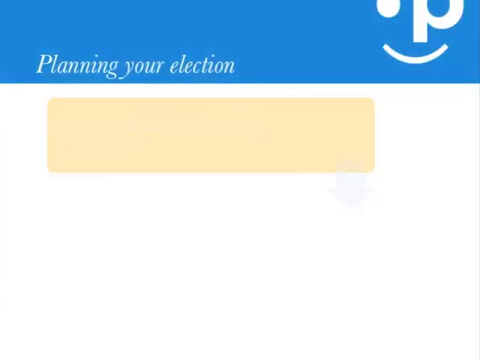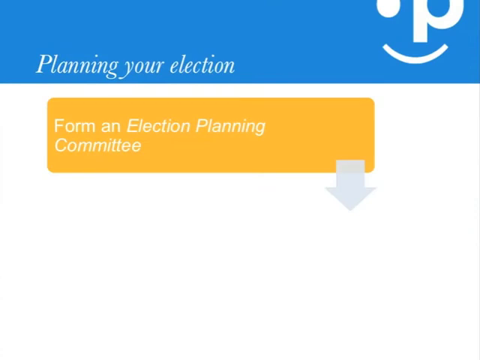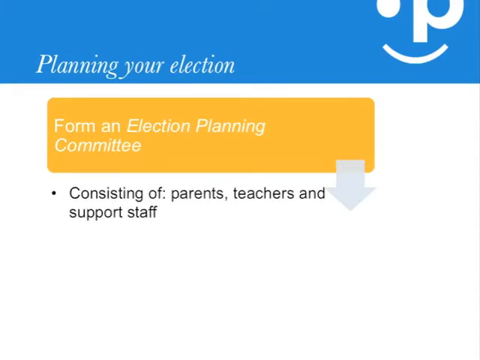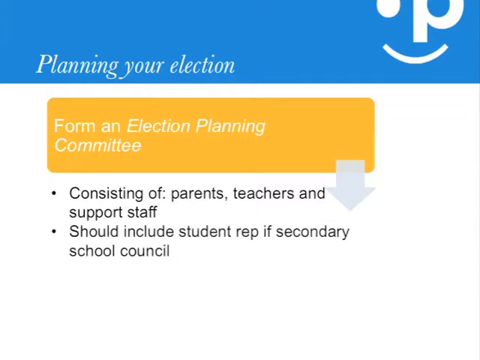Begin by forming an election planning committee, which will be responsible for planning and holding the election. This subcommittee of your school council is made up of parents, teachers, and support staff. A student rep should also be involved if you're a secondary school council. It's best to begin forming this committee in the spring so you have plenty of time to plan the election.